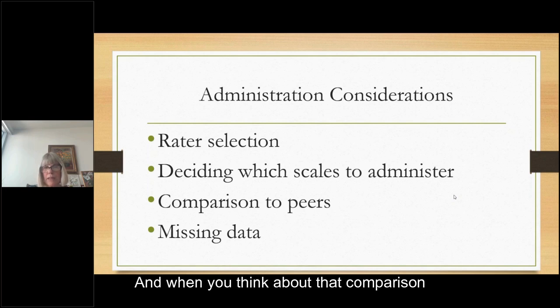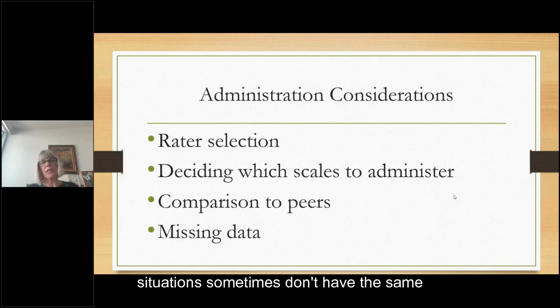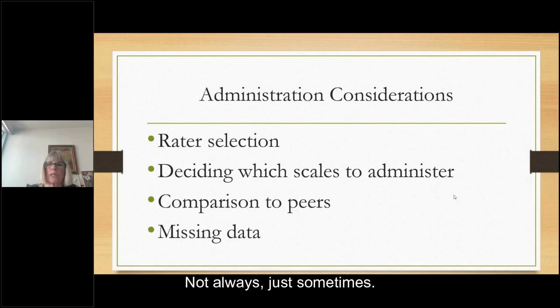When you think about that comparison group, you not only want to think about same grade level, you also want to think about similar backgrounds. We know that students from low socioeconomic situations sometimes don't have the same opportunity to learn, not always, just sometimes, but they can be underrepresented in gifted programs. So you want to think about the background of the student as well. When you're rating, you keep that target student and that peer group in your mind.